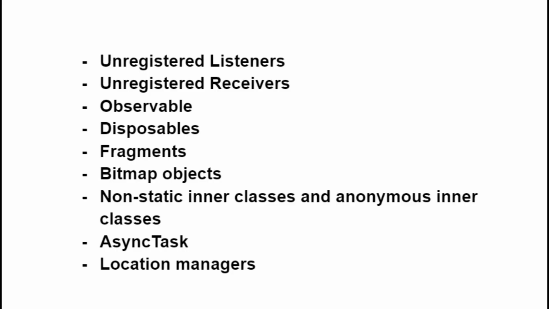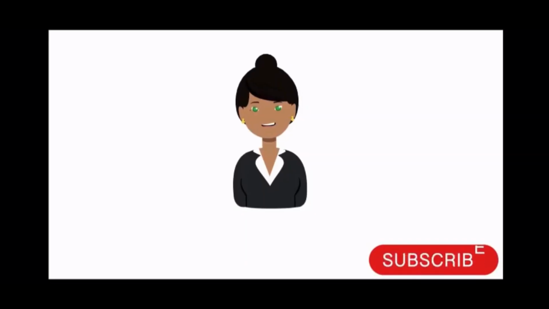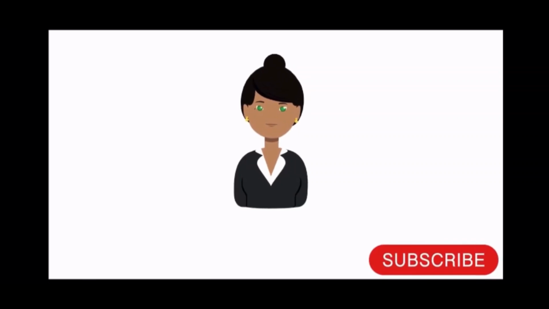There are many other instances where memory leaks can take place, like unregistered listeners, unregistered receivers, observables, disposables, fragments, bitmap objects, non-static and anonymous inner classes, async tasks, and location managers. Now we know what can cause memory leaks in our application. Let's discuss how we can avoid memory leaks.